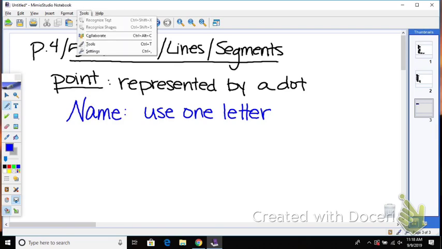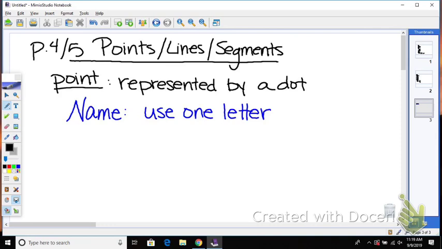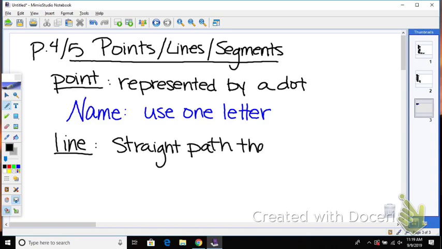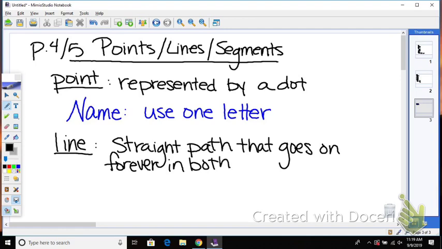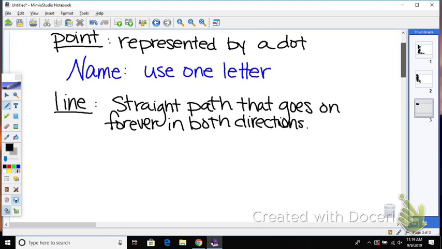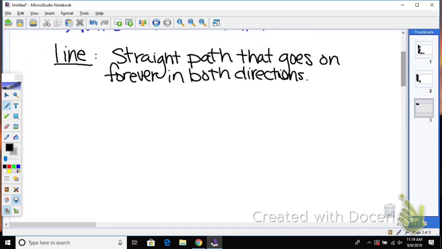Okay, so let's go on to something a little more fun. Let's go on to a line. The definition of a line is a straight path that goes on forever. I'm going to say in both directions. I'll pull this up so you can see it better. So here's a line, a straight path that goes on forever in both directions.